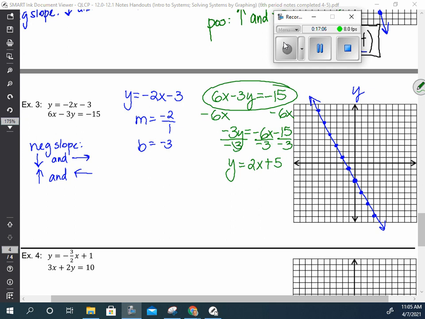So the first thing we had to do was put the equation into y equals mx plus b format. So yeah, sometimes you gotta do a little heavy lifting before you can graph your equation. But now everything works itself out. The slope is 2. The y-intercept is 5.